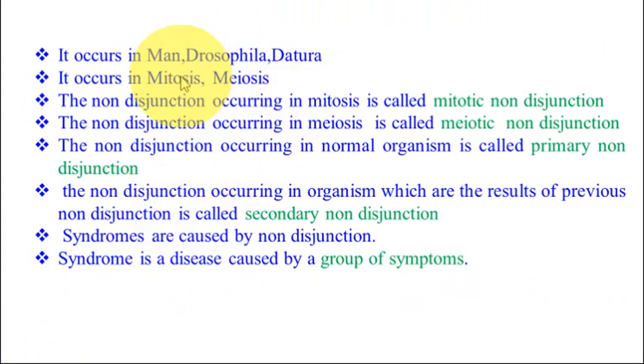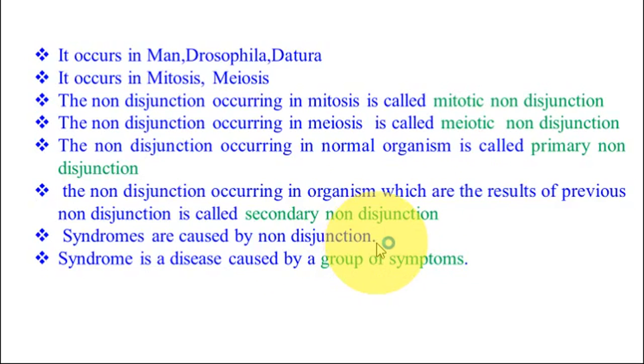It occurs in man, Drosophila, Datura. It occurs in mitosis and meiosis. The non-disjunction occurring in meiosis is called meiotic non-disjunction. The non-disjunction occurring in a normal organism is called primary non-disjunction. The non-disjunction occurring in an organism which results from a previous non-disjunction is called secondary non-disjunction.